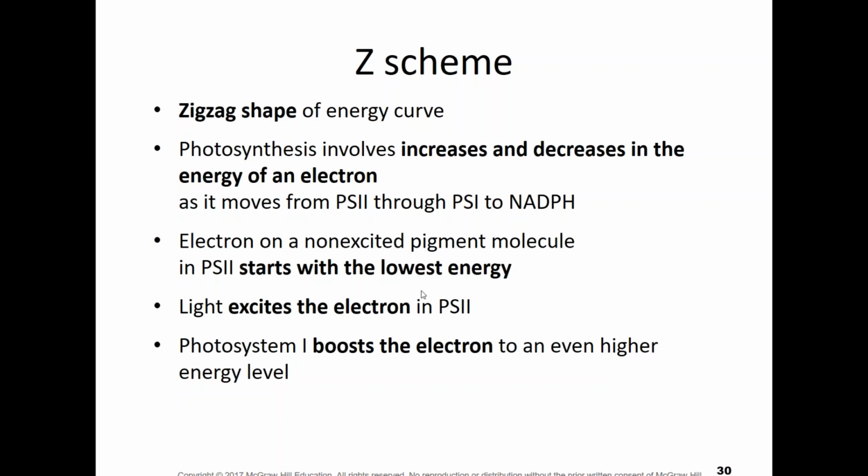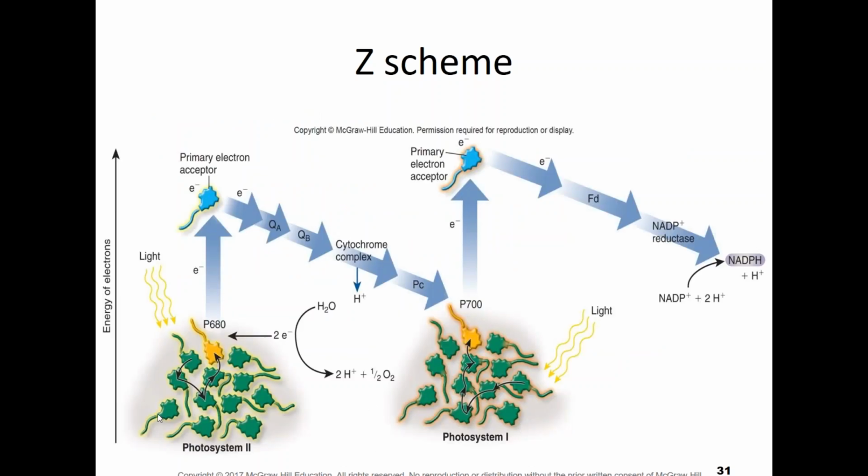So the energy curve has a zigzag shape or a Z scheme, because there are decreases and there are increases and then corresponding decreases in the energy of an electron. So if we're just looking at the energy of the electron, that shows the Z shape. So here you have these electrons that are energized to the primary electron acceptor from P680, and then the energy starts to go downhill, and then they get boosted again at photosystem 1. And then it starts to go downhill until NADPH welcomes those little electrons home.